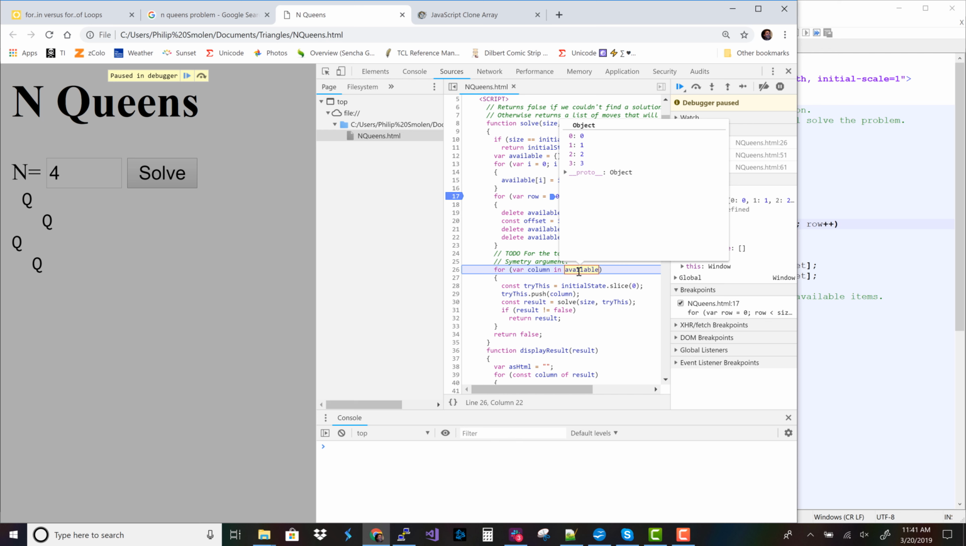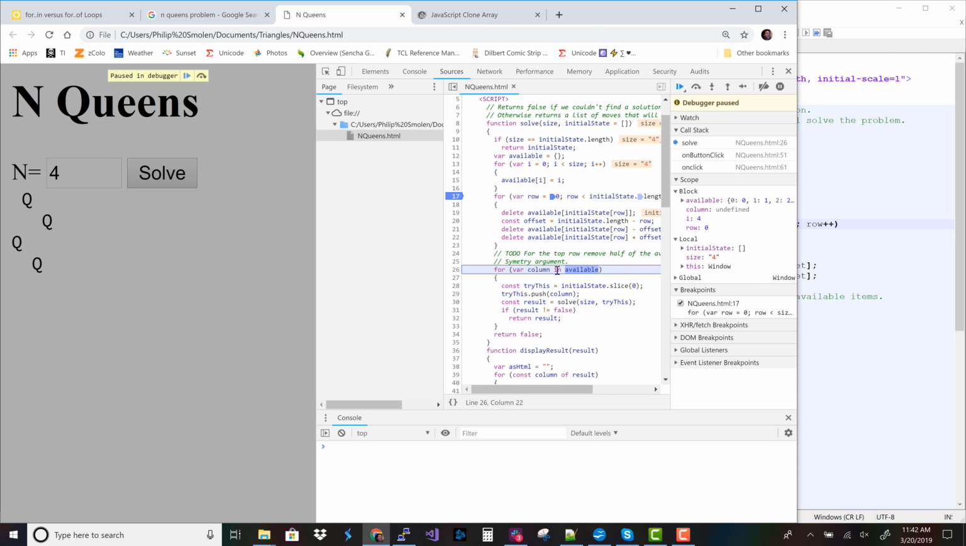So now available is what we'd expect. It's the 4 regular columns. It's all 4 columns, 0, 1, 2, 3. Okay, so this is the code that I said I didn't really like. We changed it from of to in, and if it's the problem I think it is, it'll be real simple. But we'll see. So step over.